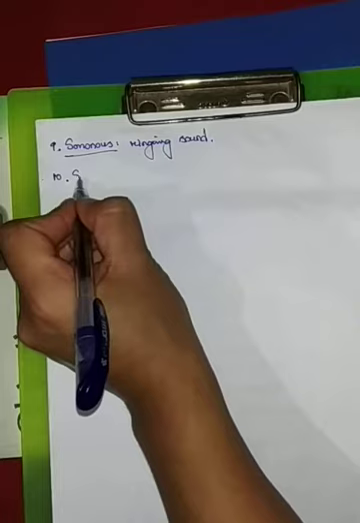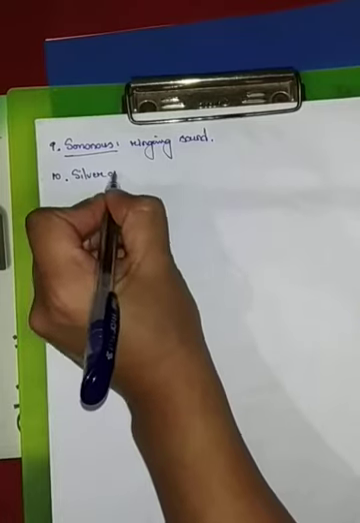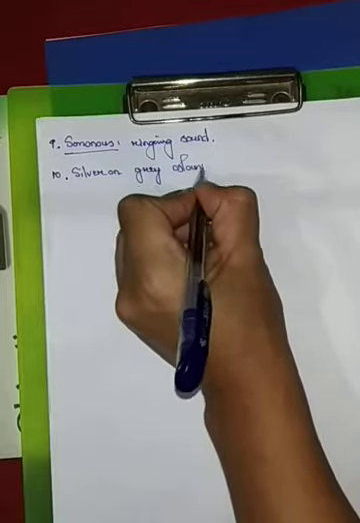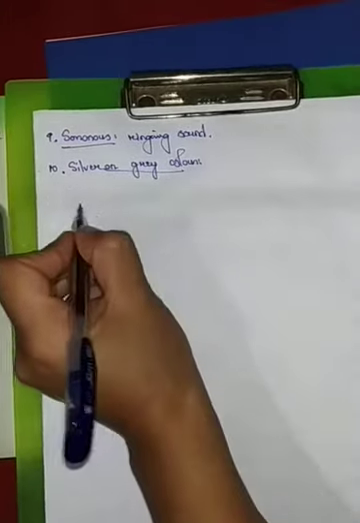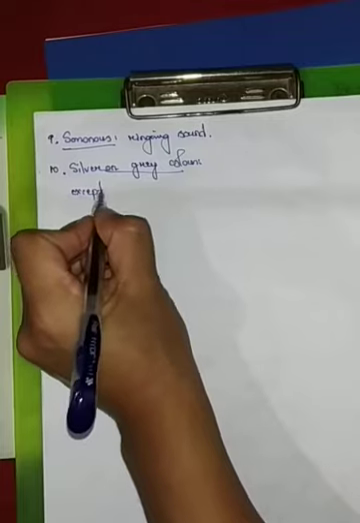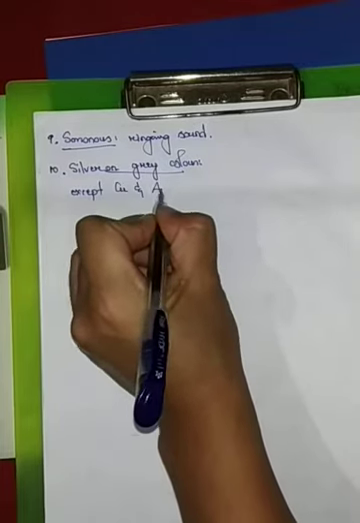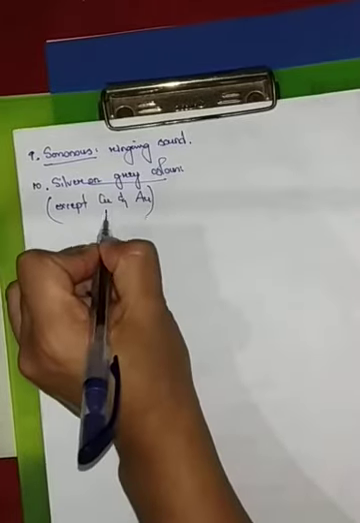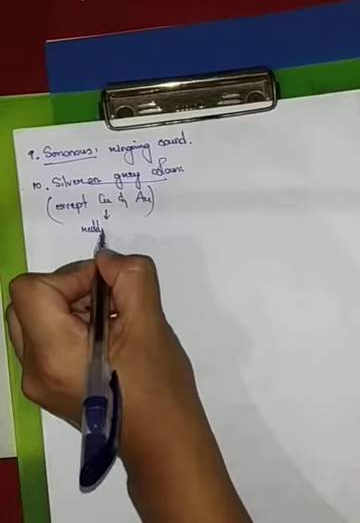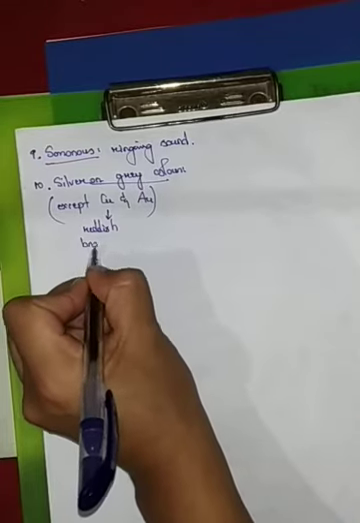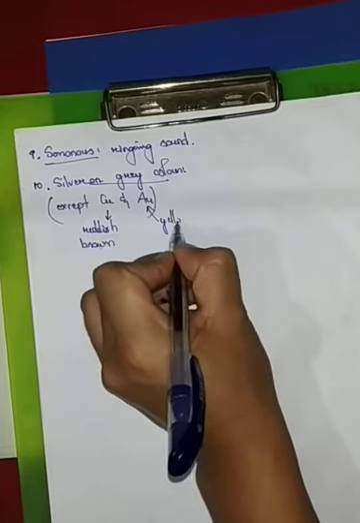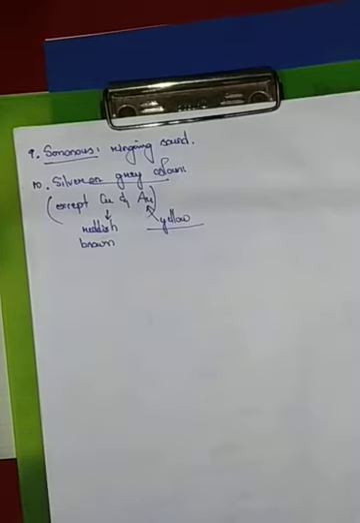Now our number 11. Metals usually have a silver or gray color, except for copper and gold. Copper has a reddish brown color, and gold has a yellow color. Almost all the metals have a silver or a gray color.